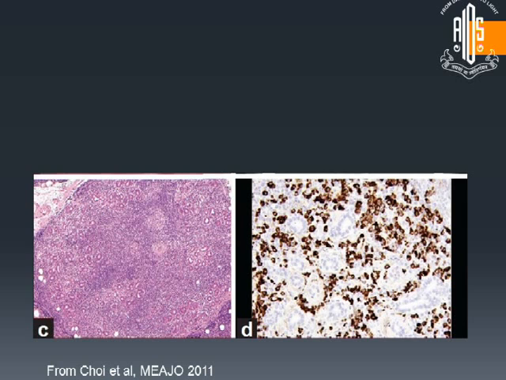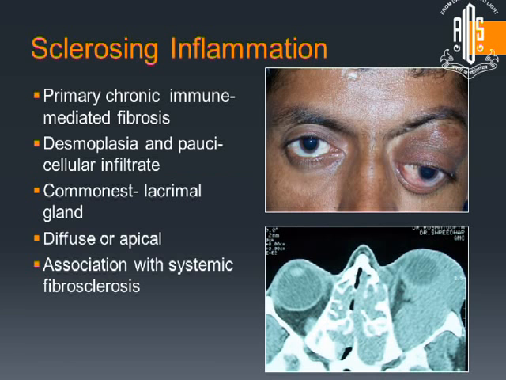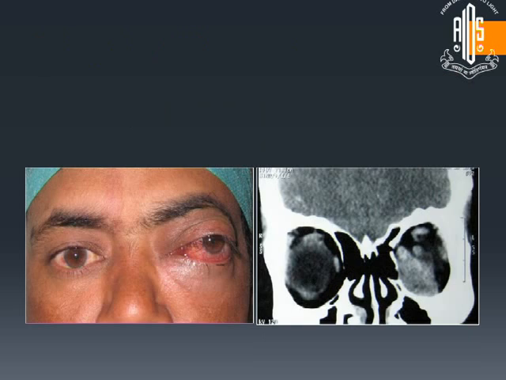Sclerosing inflammation typically presents with extensive fibrosis in the orbit. The cellular infiltrate is less. The commonest source is the lacrimal gland, and it may be associated with systemic fibrosclerosis. Typically, the tissue planes are obliterated, it's infiltrated. It can extend outside the orbit, go into the paranasal sinuses, go into the temporomandibular fossa.